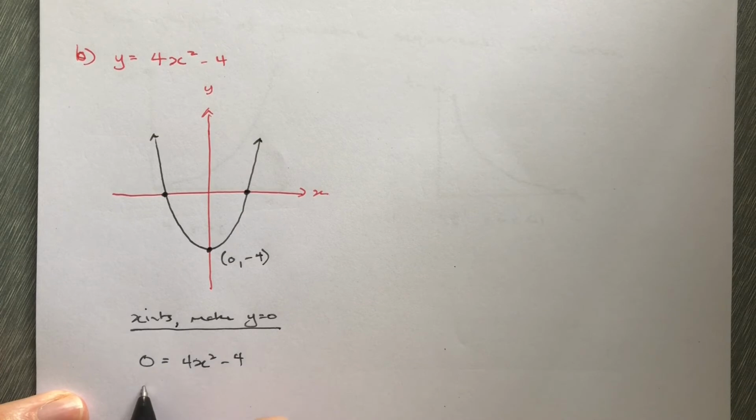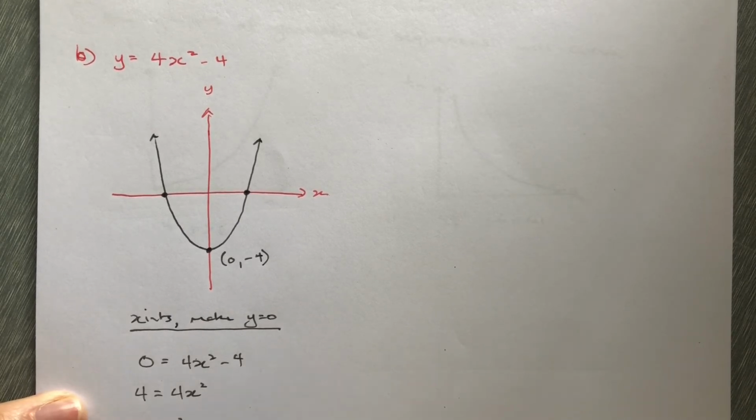Let's move this 4 over. We want to get rid of this 4, so we divide by 4. We divide by 4 here, that gives us 1. There we go. Now we want to get rid of this squared, so we need to square root. So plus and minus the square root of 1 equals x. So x equals 1 and x equals minus 1.